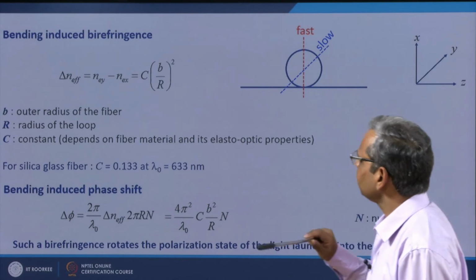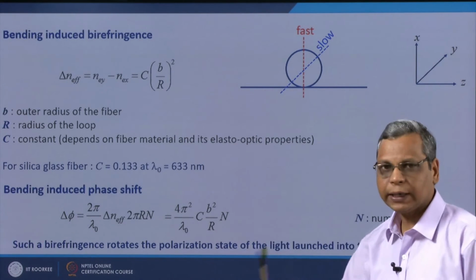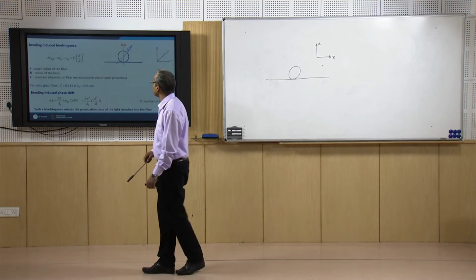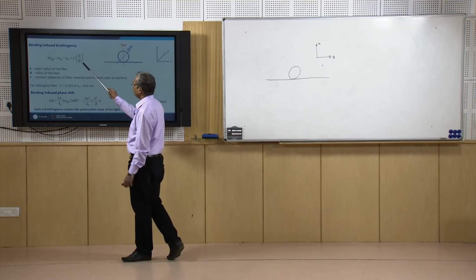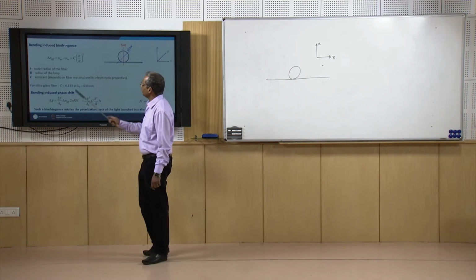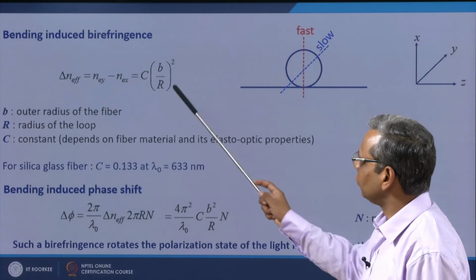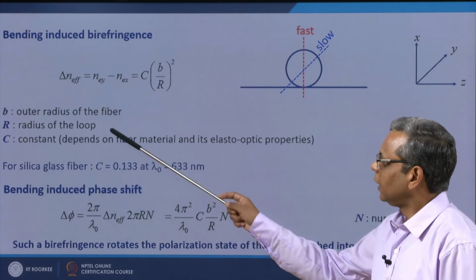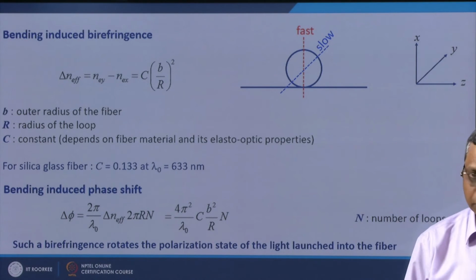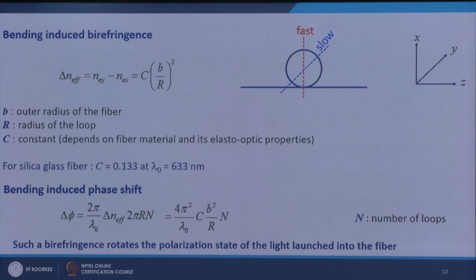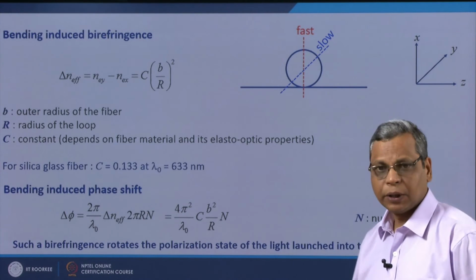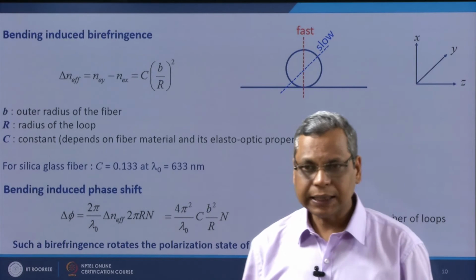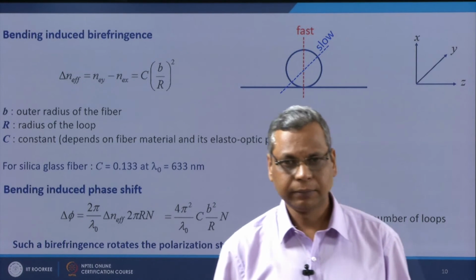and this birefringence depends upon the overall diameter of the fiber, the cladding diameter, the thickness of the fiber, and the bending radius. So, it is given by C times B square over R square, where B is the outer radius of the fiber and R is the radius of the loop. And it is intuitive because this birefringence is produced by stresses induced in the fiber by bending.